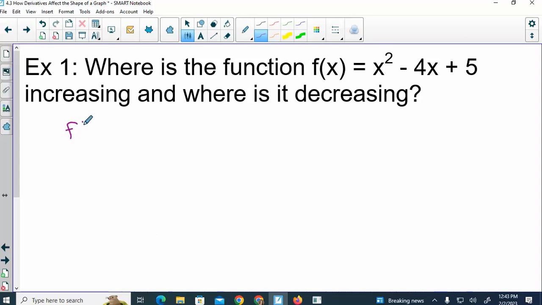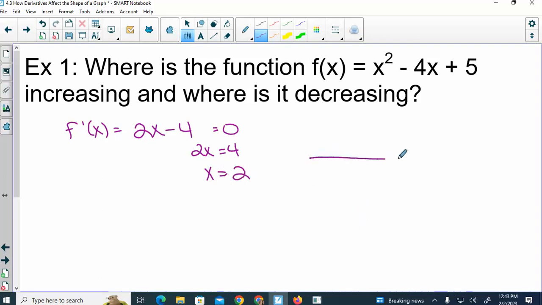Let's do that. So the derivative is 2x minus 4. And what we're going to do is find our critical points here. So where the derivative is 0 or undefined. Is this ever undefined? No. So we just need to know when it equals 0. So that's when 2x equals 4, where x is 2. Okay. Then what we're going to do is make a little sign line.